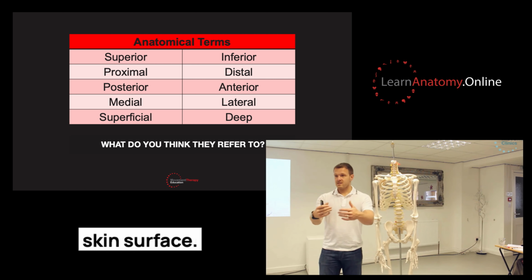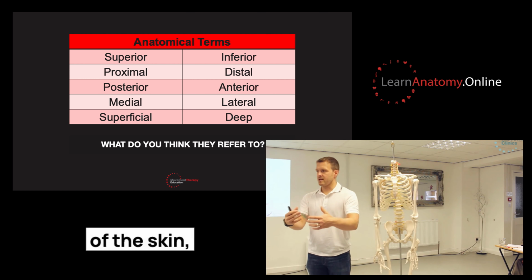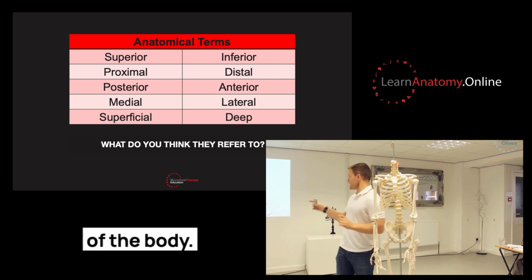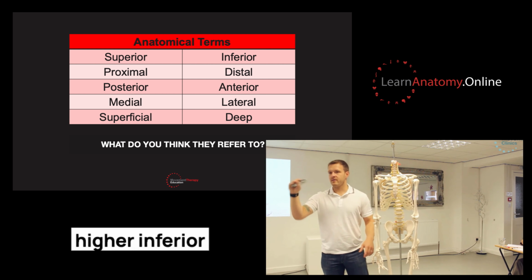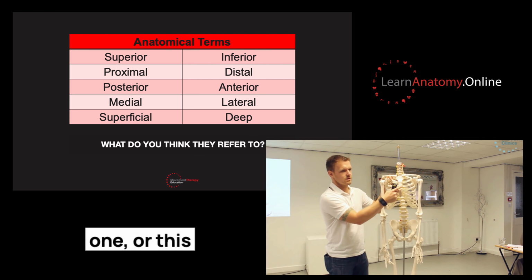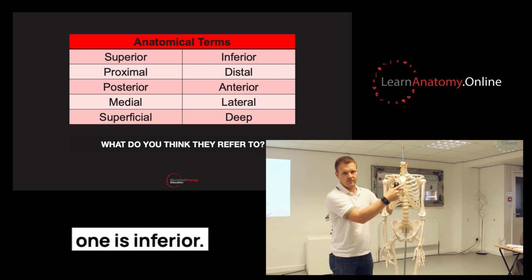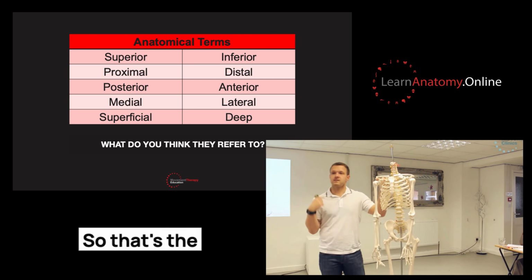Superficial, towards the skin surface, yeah? So you've got something that is superficial is towards the surface of the skin, okay, or the surface of the body. So then you can see the opposites there. So superior is obviously higher, inferior would be below. Yeah, so where we had this bone that was superior to this one, or this one is inferior to this one, okay? Anterior, we talked about that already. So that's the opposite of posterior, so that's towards the front. That's the anterior surface of the body.